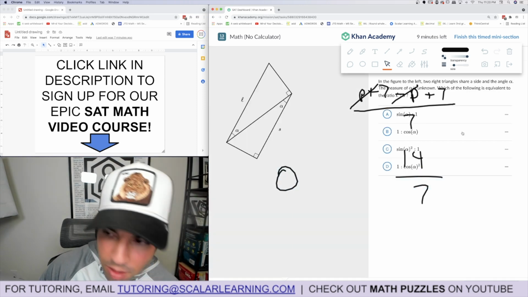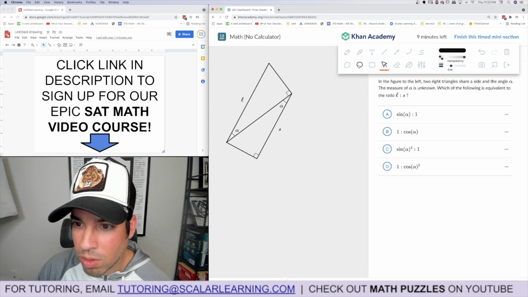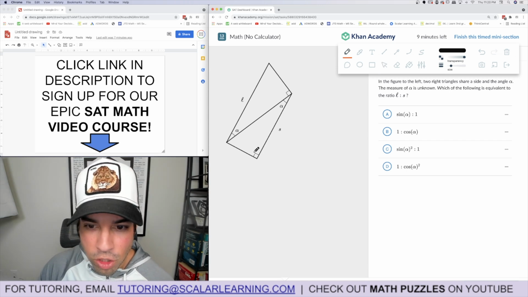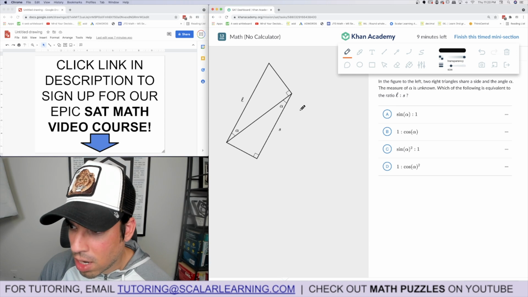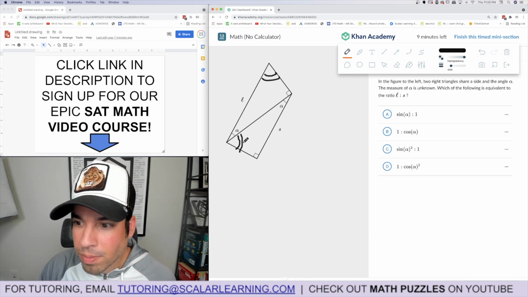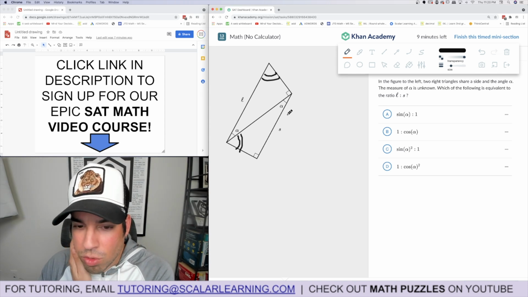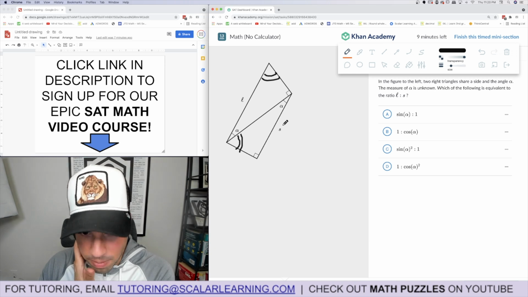Boom, done. Number 7. In the figure to the left, two right triangles share... Wait, hold on. Two right triangles share a side and a length and an angle A. Okay. Well, that means that this angle is equal to, right? Has to be. The measure of L is unknown. Which of the following is equivalent to the ratio of L to S?